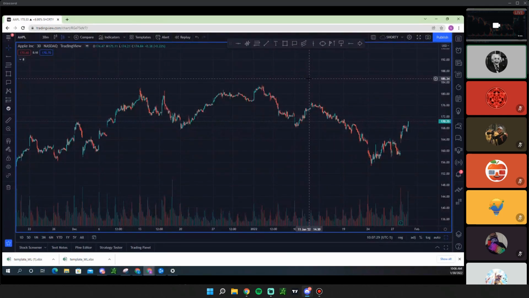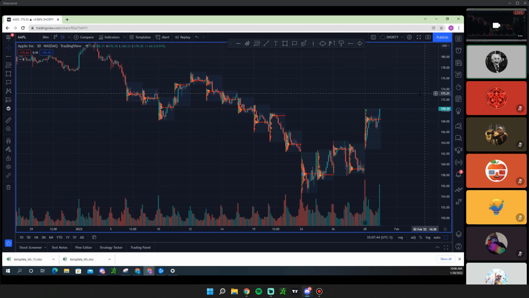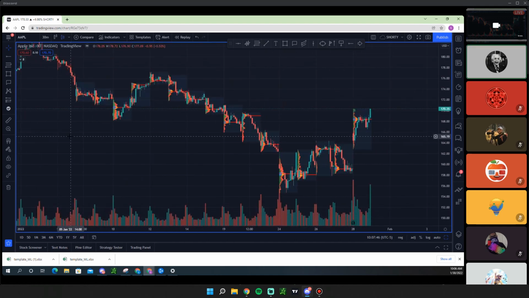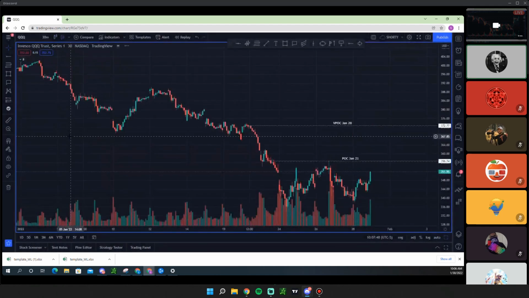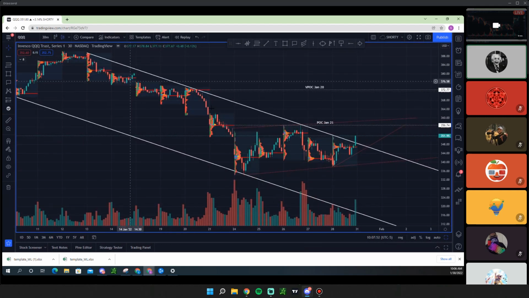Aaron, VPOC versus POC. So yeah, we covered it a couple of times. VPOC has not been retested. So if you look at VPOCs, let me just turn them on here. So if you look at the VPOCs right here, let me find QQQ. They will have some VPOCs above. Okay, so here you go.